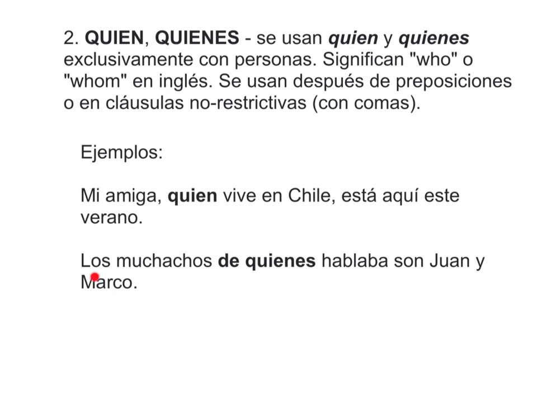Ejemplo número 2. Los muchachos de quienes hablaba son Juan y Marco. The guys of whom I was speaking are Juan y Marco. So the guys I was talking about are Juan y Marco. So in this situation, we've got the preposition, the antecedent is a person, so therefore we want to choose quienes to match the number of muchachos.